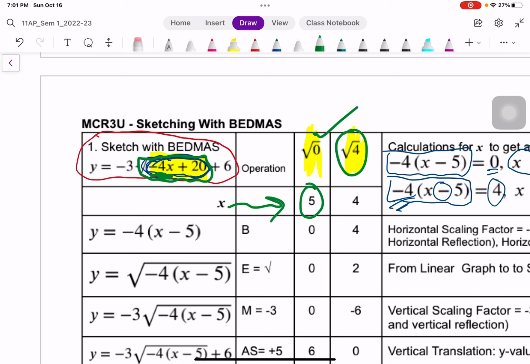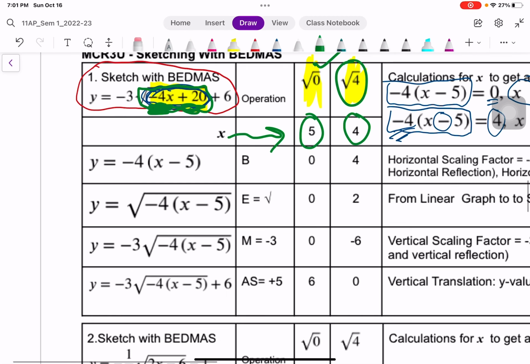Then what about root 4? Well, root 4, I need to set this negative 4x plus 20 equal to 4, which I did. After factoring, I solved for x, and it worked out to be 4. Well, negative 4 times 4 is negative 16. Negative 16 plus 20 is, in fact, 4. So those are the two key x values.